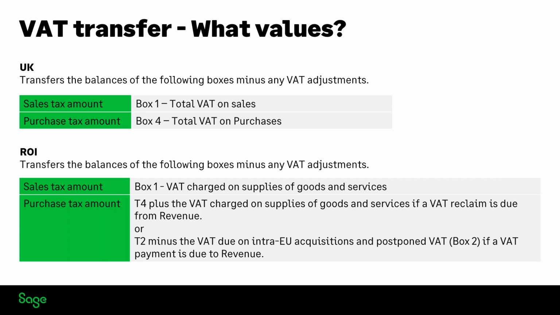In Ireland, there's a similar thing. So again, sales tax amount uses the box 1 value, and for the purchase tax amount, it always seems a bit more complicated in Ireland. You've got a lot more tax codes in there as well. So sometimes there's a couple of different scenarios.